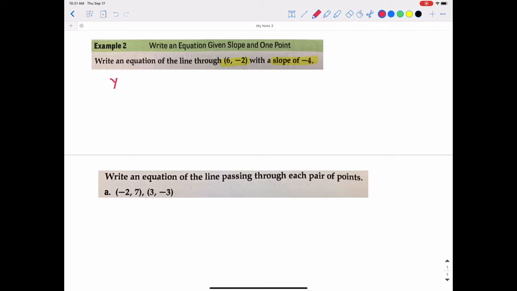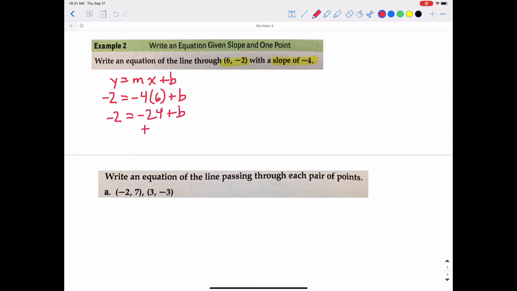So going back to y equals mx plus b, let's replace everything we know about this problem into that equation. We know that it has a slope of negative 4, so I'm going to replace the m with negative 4. We also know that it goes to the point 6, negative 2, so I'm going to replace the x with a 6 and replace the y with a negative 2. And then we're going to try to solve for b. So to solve that for b, I would first multiply negative 4 times 6, so that's negative 24.